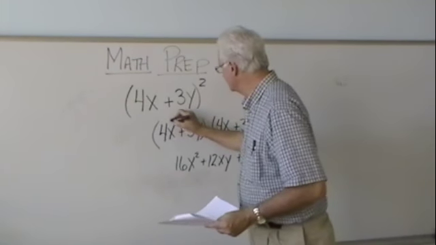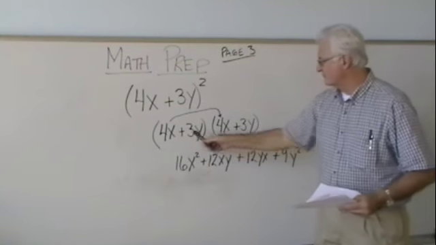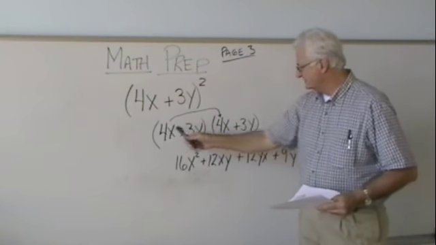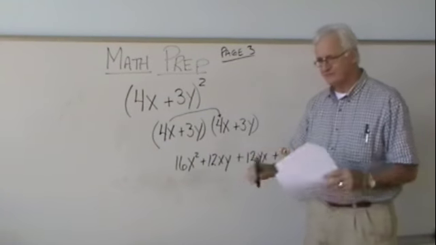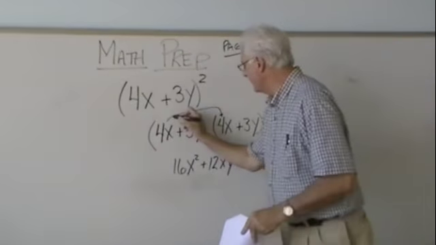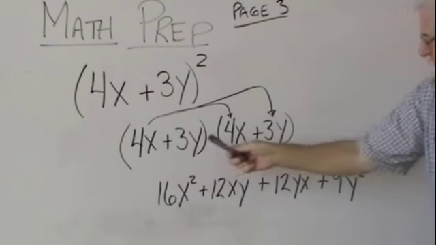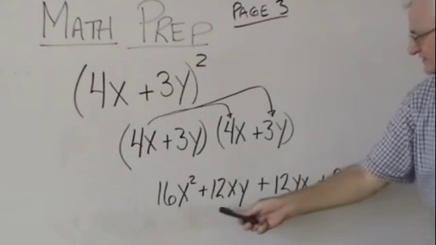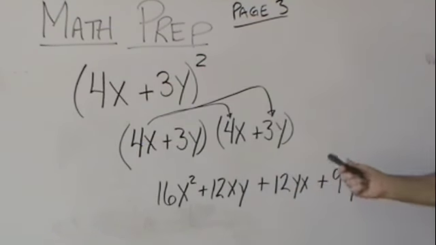Your first ones times your first ones. 4x times 4x. 4 times 4 is positive. 4 times 4 is 16. X times x, x squared. You knew that. Good. Now the first one times the second one. The numbers first, 4 times 3, 12. X times y. Got it easy.